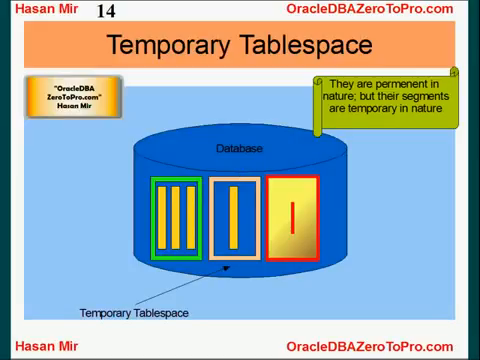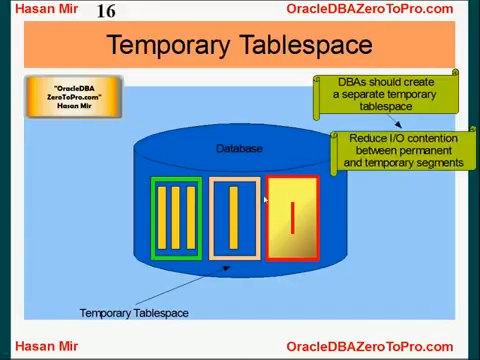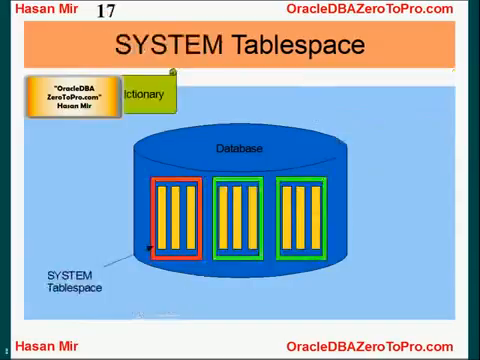But temporary table space are permanent in nature. Segments within these are temporary in nature. DBAs should create a separate temporary table space if they want to avoid contention in system table space. That would reduce I/O contention between permanent and temporary objects. Okay, because if you don't create a temporary table space, sorting would be taking place in system table space, and there are permanent objects in system, so the I/O contention would be happening.